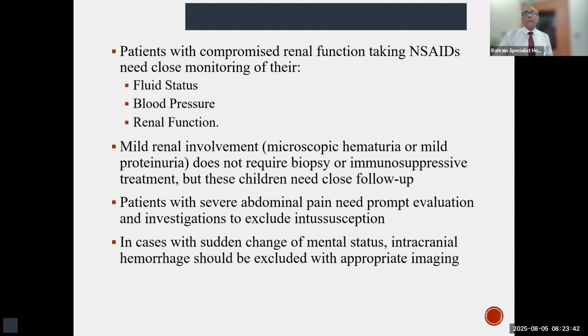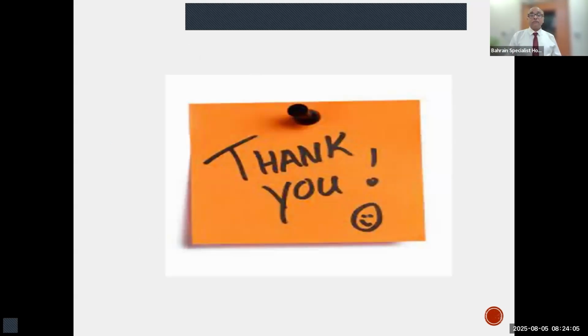Mild renal involvement like microscopic hematuria or mild proteinuria does not require biopsy or immunosuppressive treatment, but these children will require close follow-up. A patient with severe abdominal pain needs prompt evaluation and investigation to exclude intussusception. In case of sudden change of mental status, intracranial hemorrhage should be excluded with appropriate imaging. Thank you.